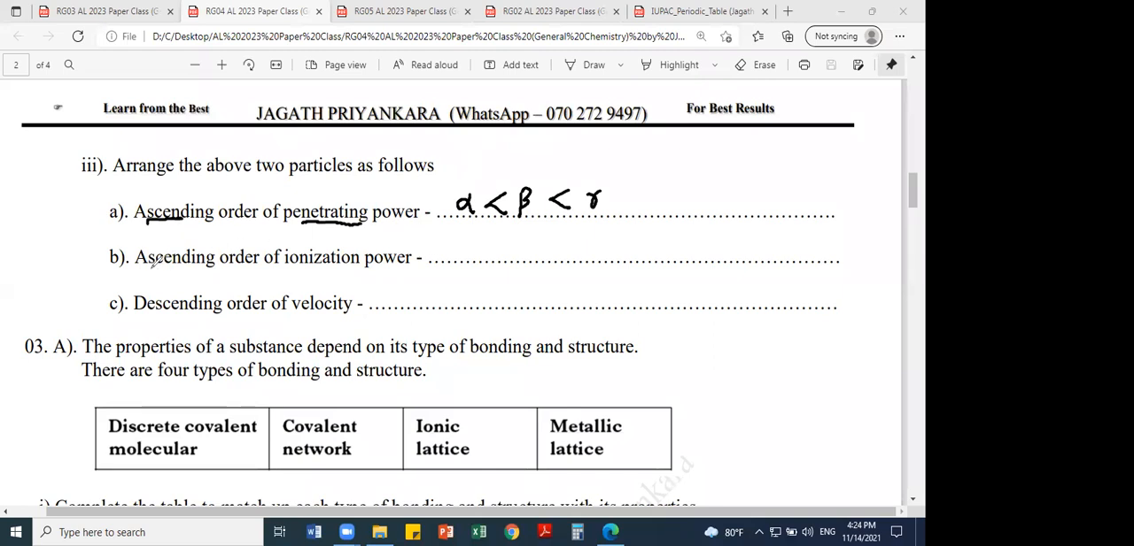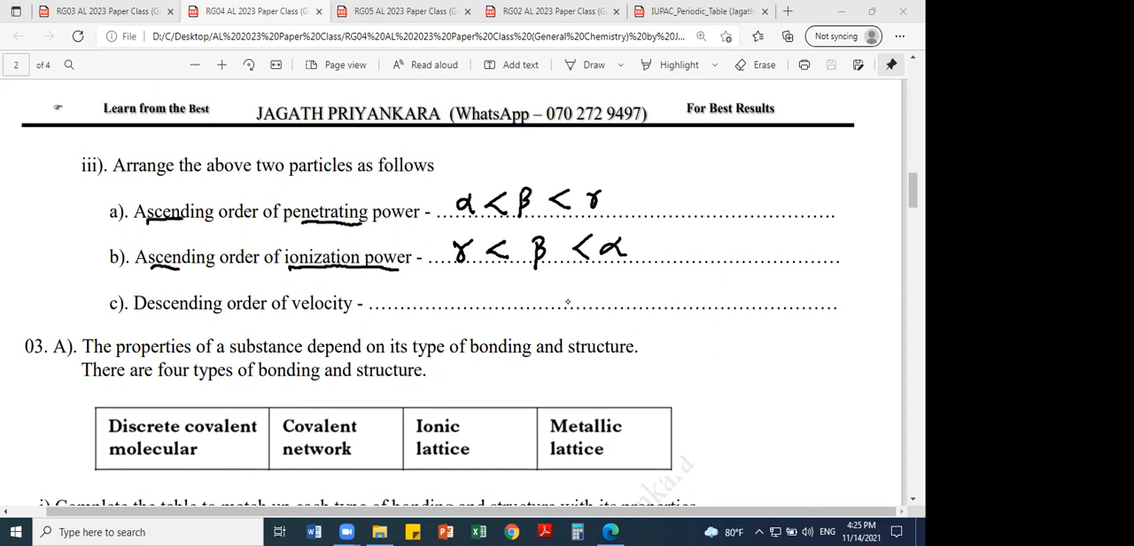Then, arrange in ascending order of ionization power. That means ionization power is highest for alpha, lowest for gamma. Gamma is uncharged, so gamma has the lowest ionization power. Alpha has the highest ionization power. In the middle you get beta. Okay, very good. Chaniti correct. Dinethmi correct. Good.